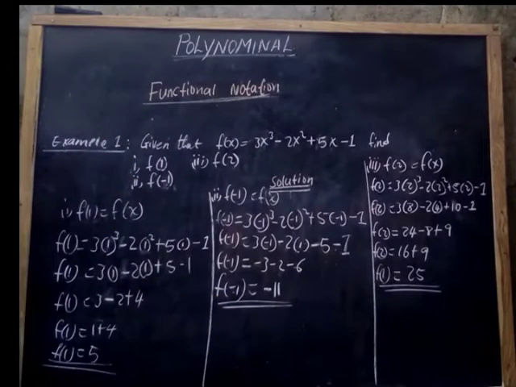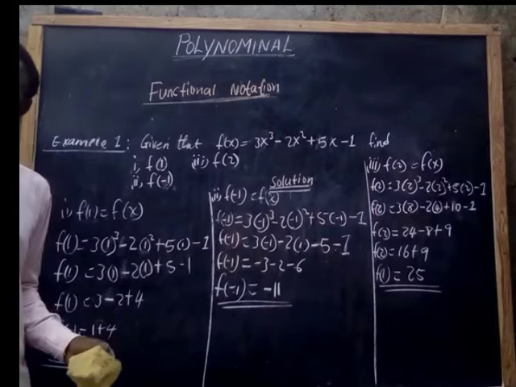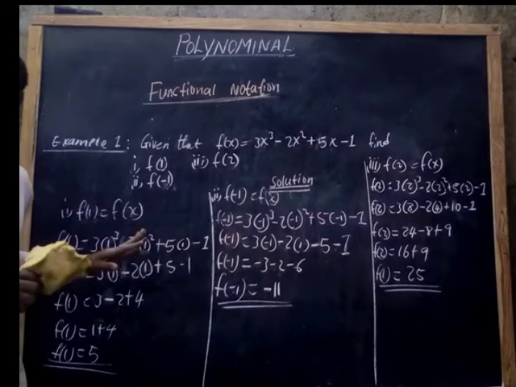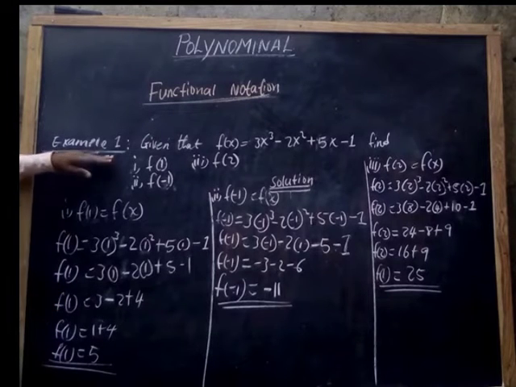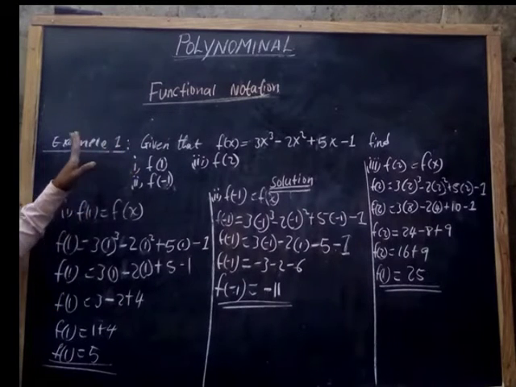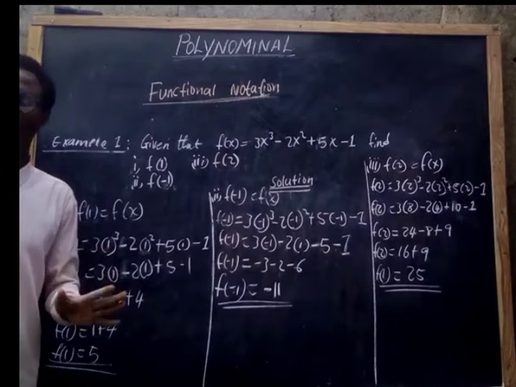So functional notation is very clear, simple, and straightforward. This is how to solve any functional notation that they give you in polynomial. The concept will never change. So we'll only do one example for this functional notation. Now we move to the remainder theorem.